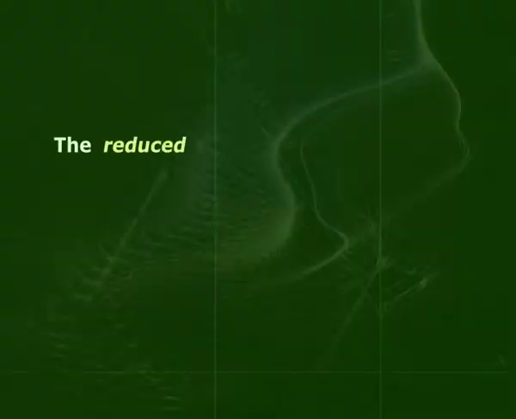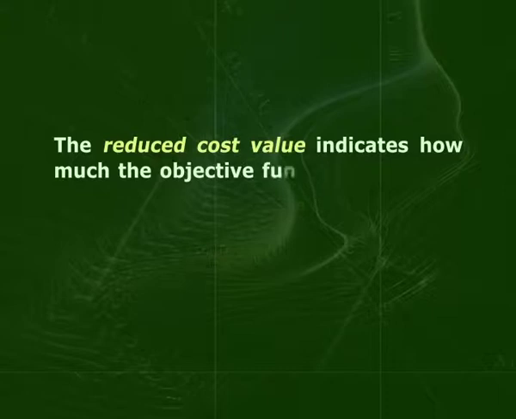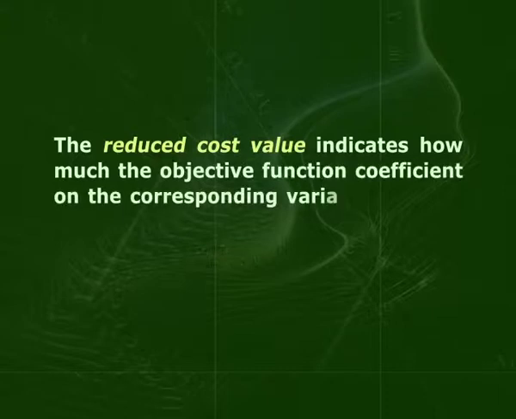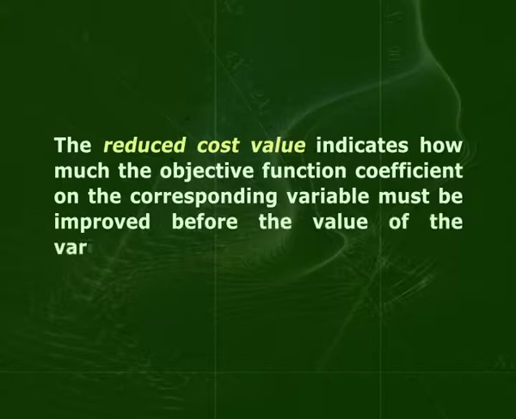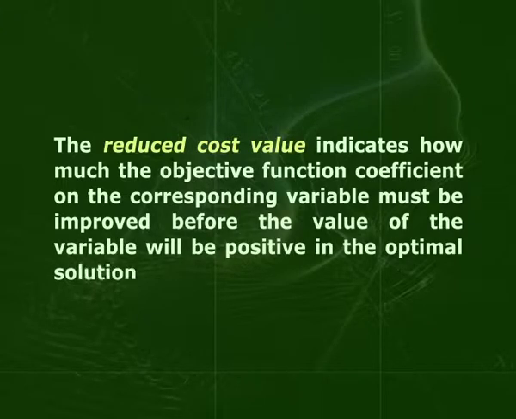Reduced cost. Associated with each variable is a reduced cost value. However, the reduced cost value is only non-zero when the optimal value of a variable is 0. A somewhat intuitive way to think about the reduced cost variable is to think of it as indicating how much the cost of the activity represented by the variable must be reduced before any of that activity will be done. More precisely, the reduced cost value indicates how much the objective function coefficient on the corresponding variable must be improved before the value of the variable will be positive in the optimal solution.